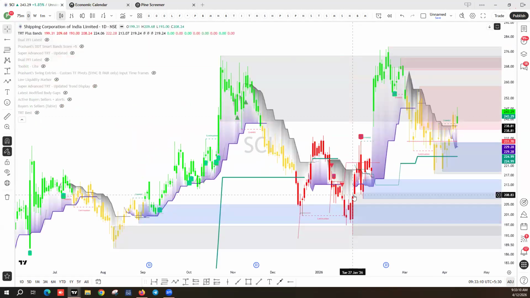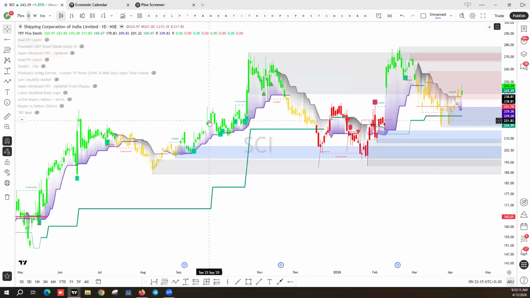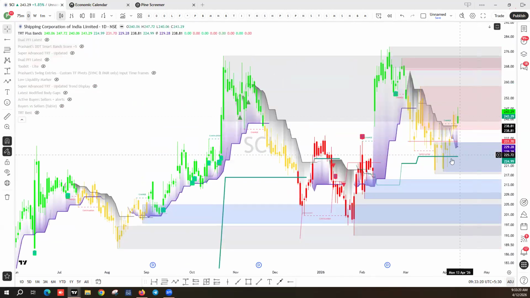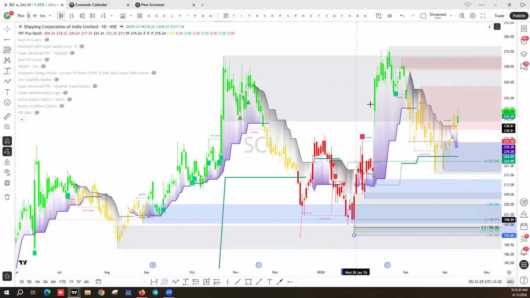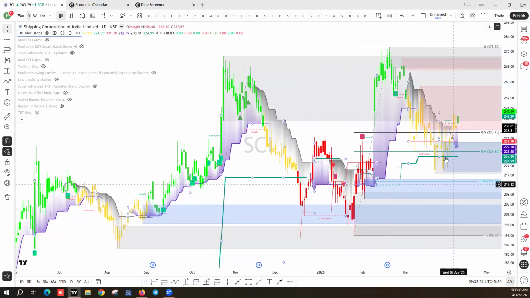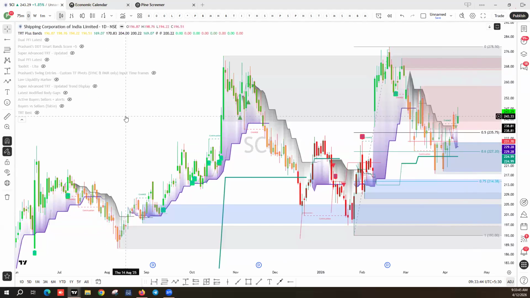When the PFI numbers are high, you can expect prices to continuously keep on going higher. Shipping Corporation of India, SCI, it has turned to green one more time. Bias is bullish. Bearish bias is present but weak. This is the retracement entry actually. From this low to this high, it gave deeper than 60% retracement and it has started going up. Okay, so this has already given a retracement entry.